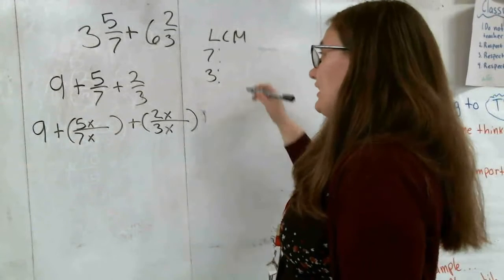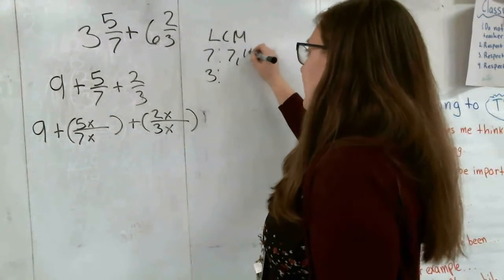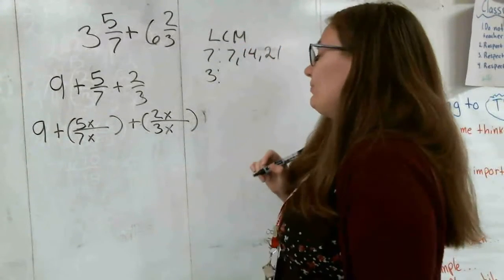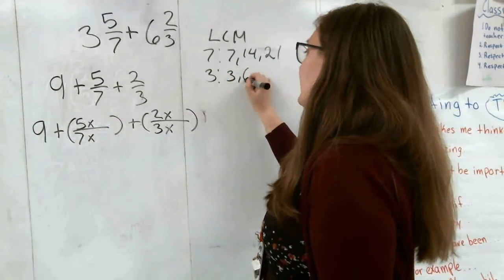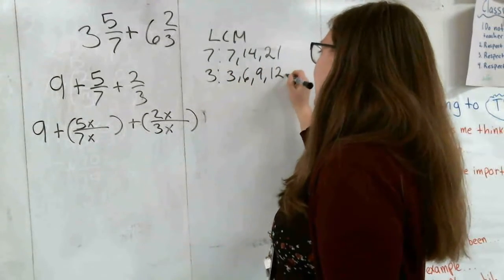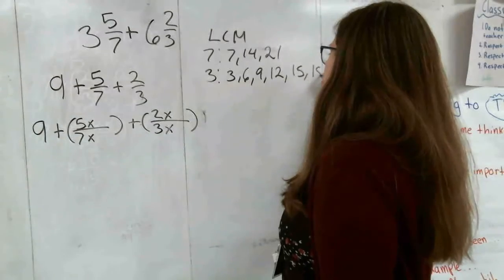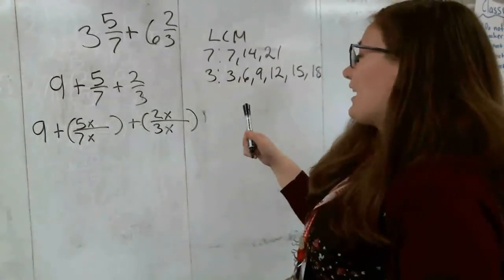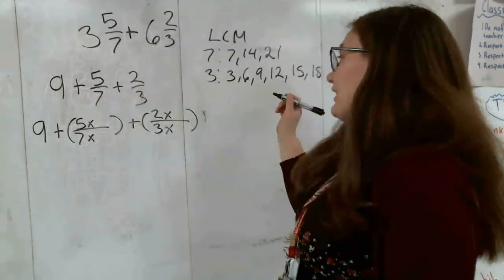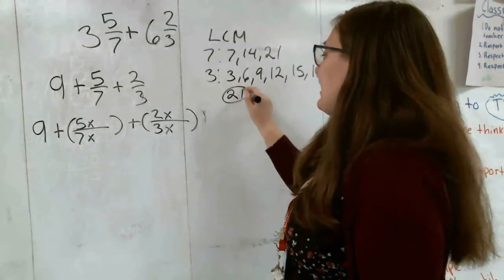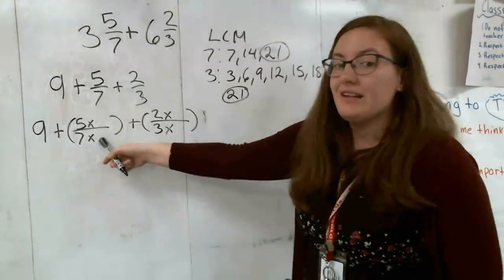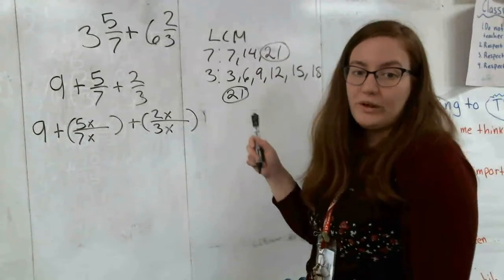So I have 7 and 3, so I'm going to count by 7s. 7, 14, 21. I'm going to stop there, and I'm going to count by 3s. We have 3, 6, 9, 12, 15, 18. I still don't have anything matching, so I'm going to keep going. And then finally, I have 21 that matches. So that lets me know that I want my denominator to be 21.